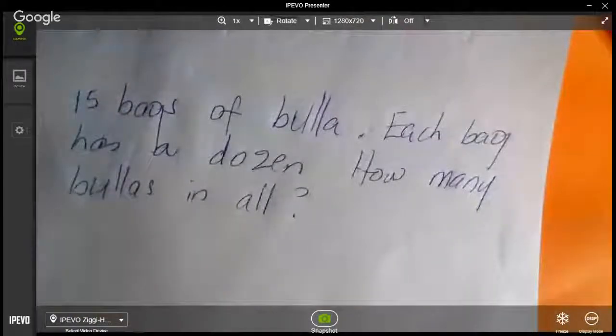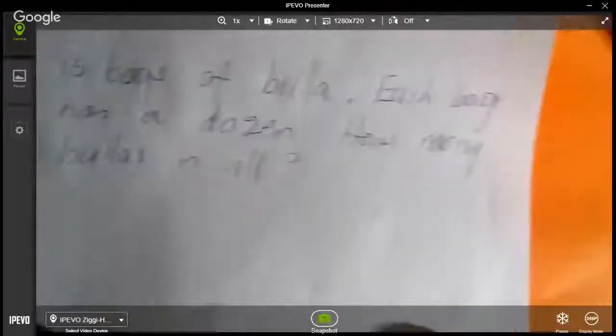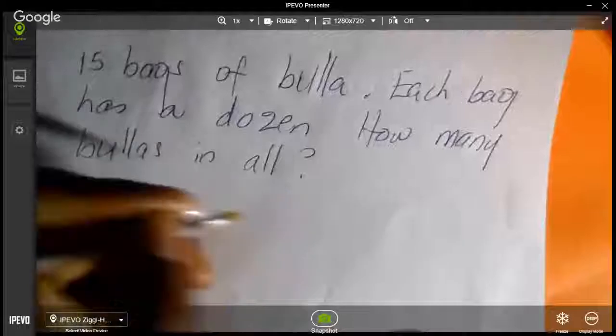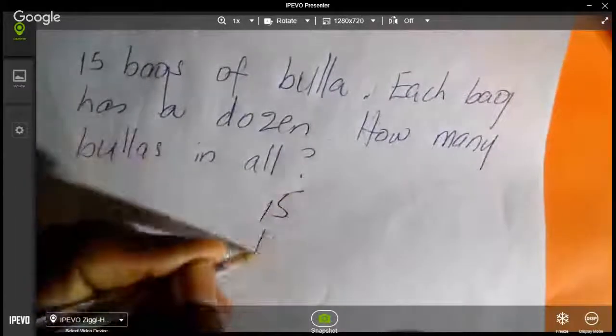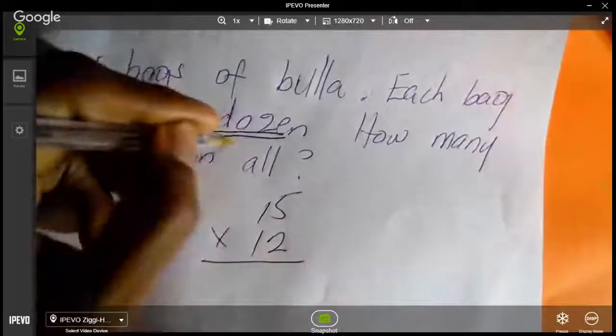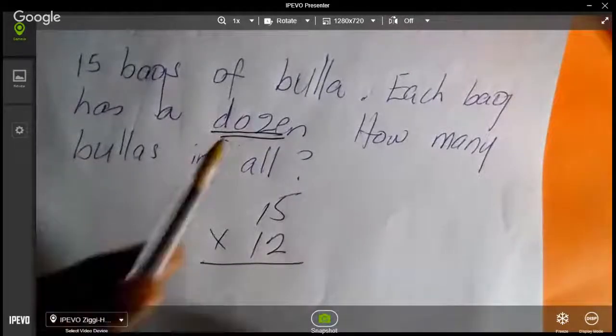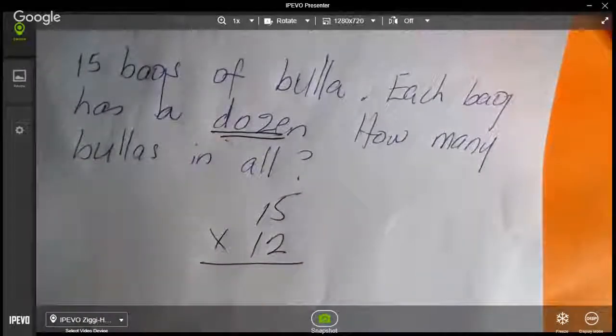15 bags of bulla. If I have that and each bag has a dozen, how many bullas in all do I have? What operation do I need to solve this? Multiplication, sir. Okay, that's repeated addition. So it would be 15 multiplied by the dozen. This is what they're testing for, to see if you know what a dozen is in numbers. And this would be what? 12.